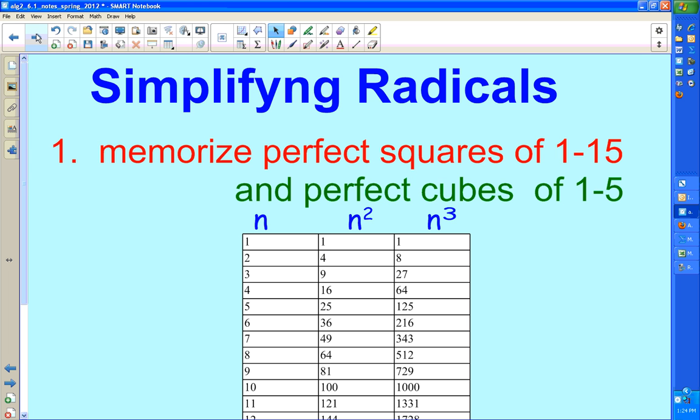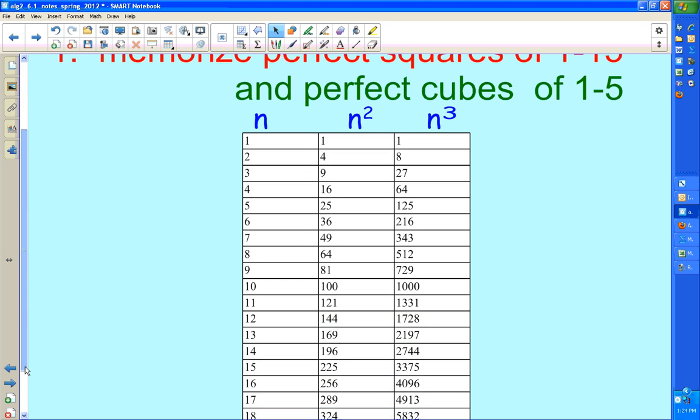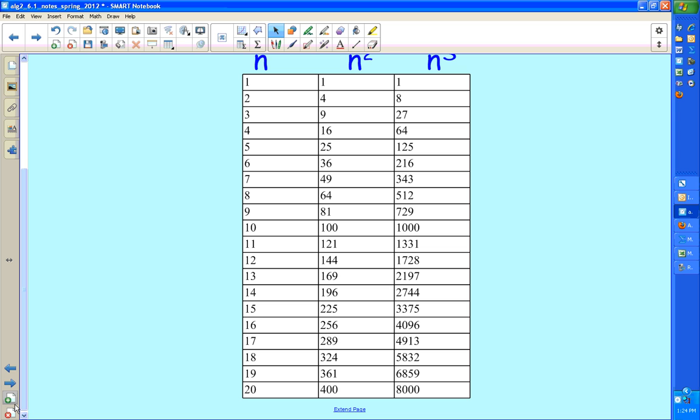I think we've talked a little bit about this before, and we certainly are going to talk about it now. My recommendation is that you know the first 15 perfect squares, 1 through 225 perfect squares. And I really think you should know your perfect cubes, 1 through 5. If you know the first 5 perfect cubes, these ones right here, and these right here, you're in pretty good shape. You need to memorize them.